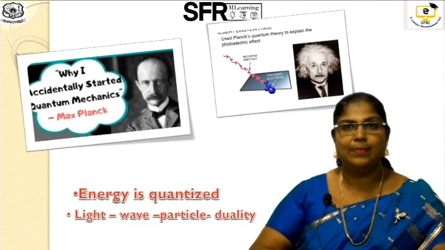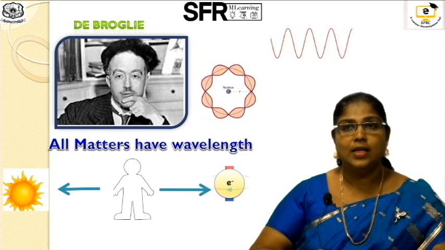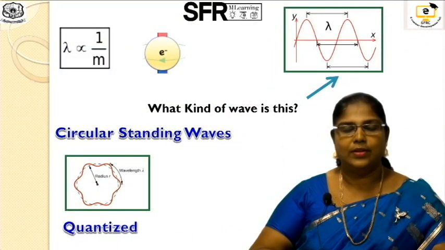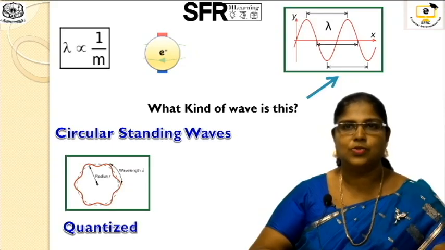Max Planck and Albert Einstein have forced us to understand that energy is quantized and light behaves as wave and particle, and they have dual nature. And de Broglie extended those to matter as well, and he has informed us that all matter has wavelength, starting from a small electron to a human body and even to a very big object like a star or a sun. We also know that the wavelength is inversely proportional to the mass.